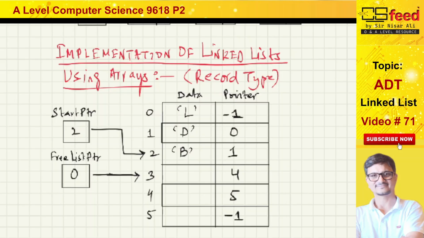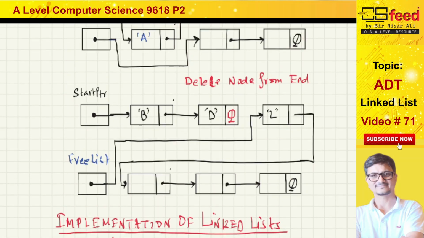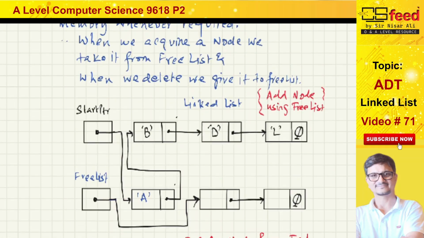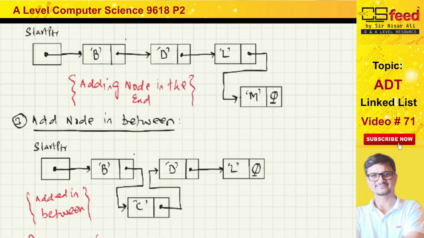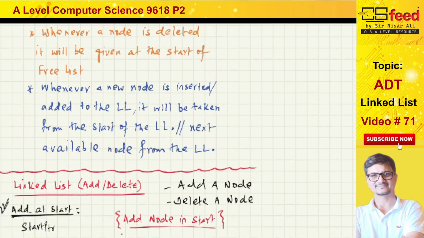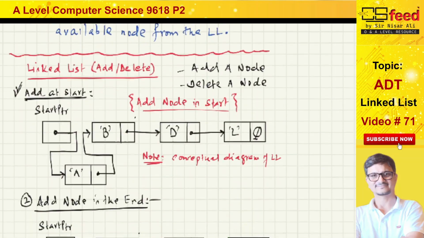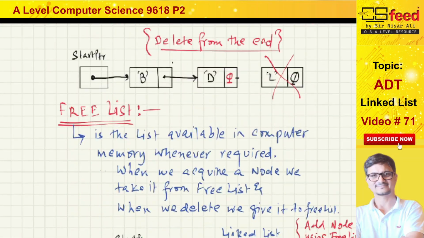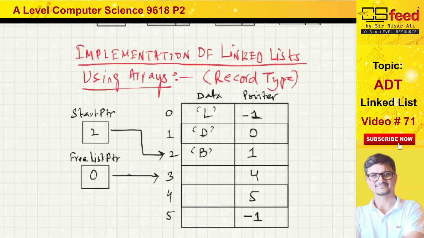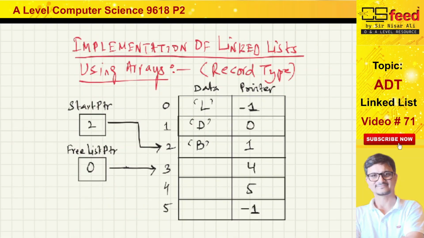So this is the implementation of the initial part, an empty linked list. So this one is implemented. Now the start pointer is pointing to B, B is pointing to D, D is pointing to L, and L is pointing to nowhere. So this is how the free list is implemented in the form of the array.